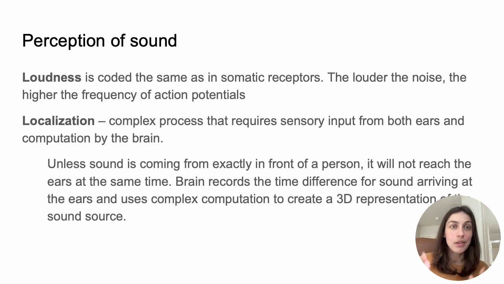So unless sound is coming from exactly in front of the person, it will not reach both ears at the same time. And the brain records the time difference for sound arriving at the ears and uses very complex calculation to create a three-dimensional representation of the space around you and the sound source within it.